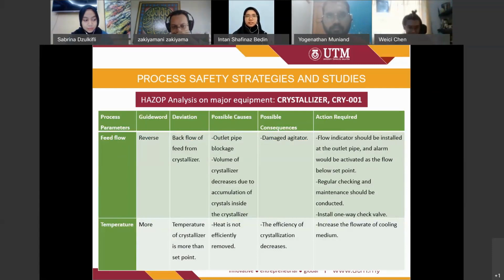The next parameter is the temperature. The temperature of the crystallizer is more than the set point. This is caused by the heat not being efficiently removed. The possible consequence is that the efficiency of the crystallization process will be decreased. So we should increase the flow rate of the cooling medium when this happens.